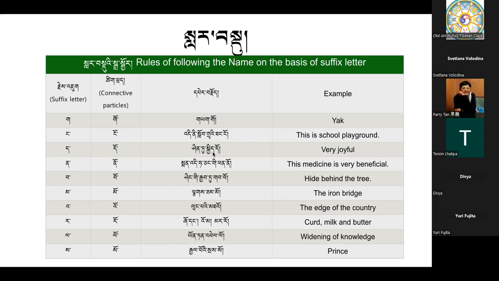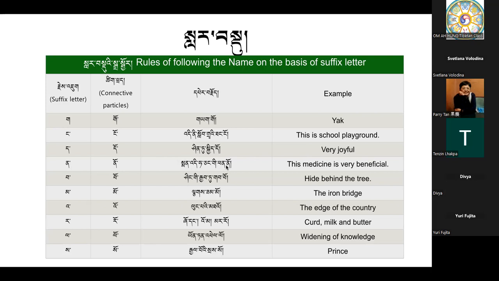Ki has a suffix letter ta, therefore it's followed by recompound particle to. Very joyful. Shinto means very, similar to hachang. And ki means joyful or happy. So if a word or if a name has a suffix letter na, it will be followed by no.